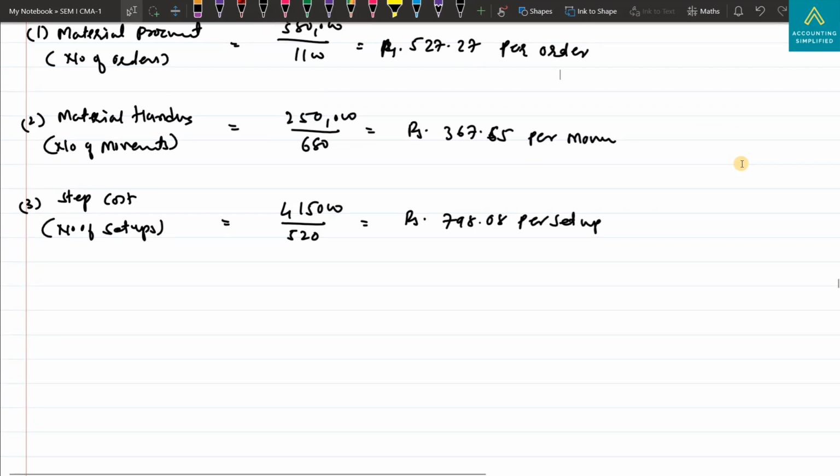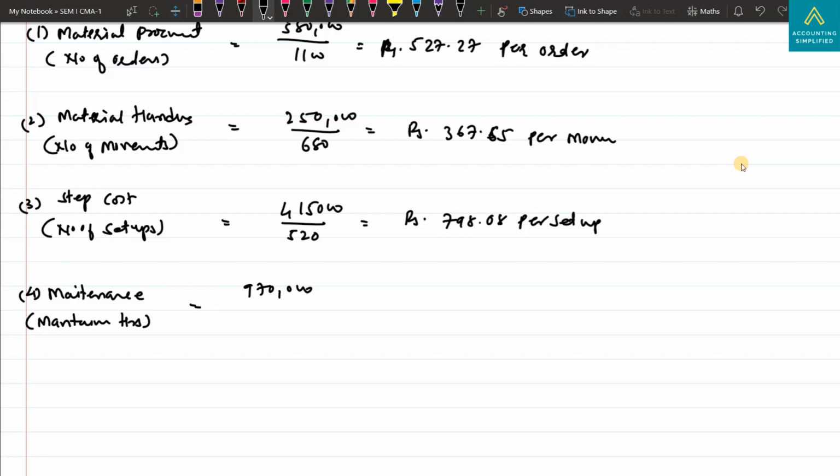Next is maintenance. I will write here maintenance, and maintenance cost is based on maintenance hours. So 9,70,000 divided by 8,400. So it comes to rupees 115.48 per maintenance hour, not machine hours, but maintenance hours.